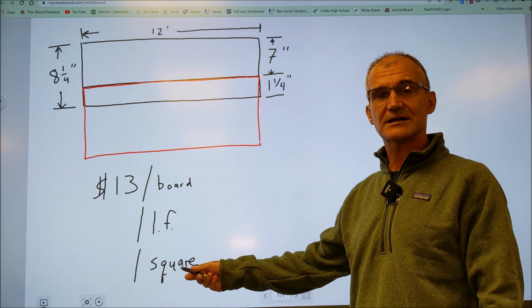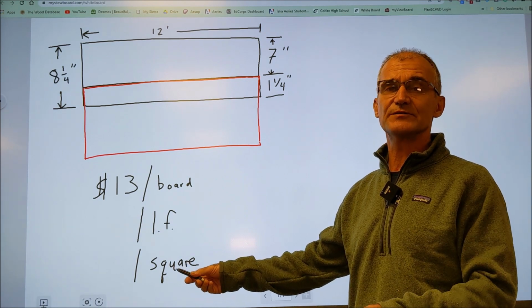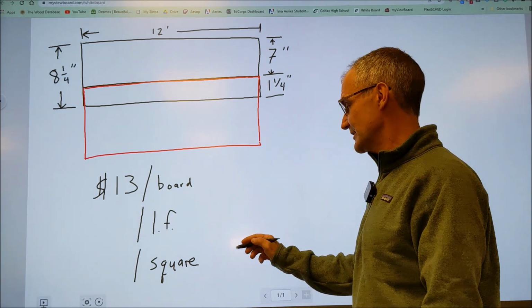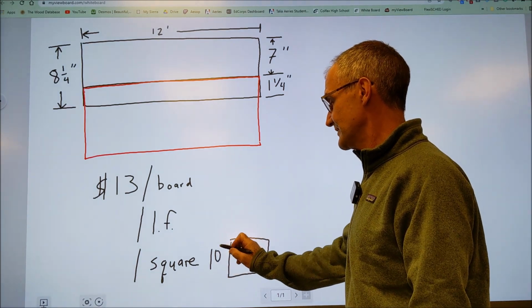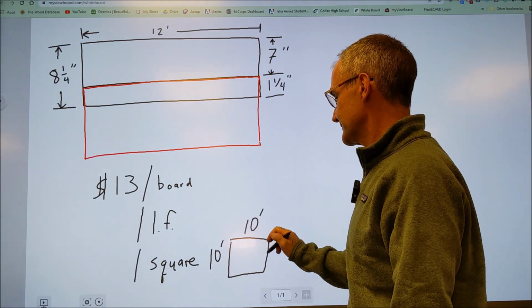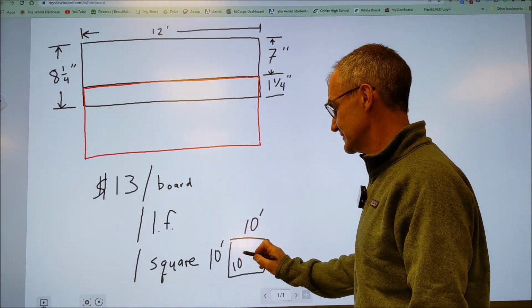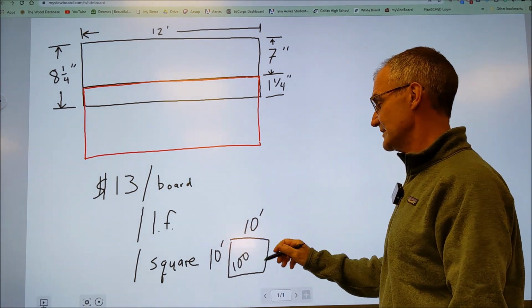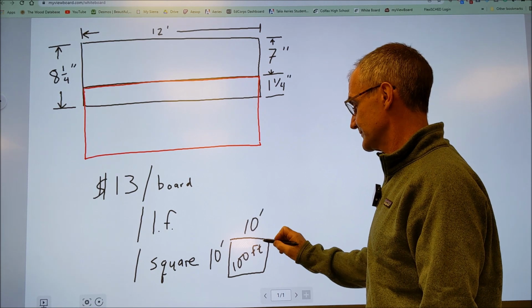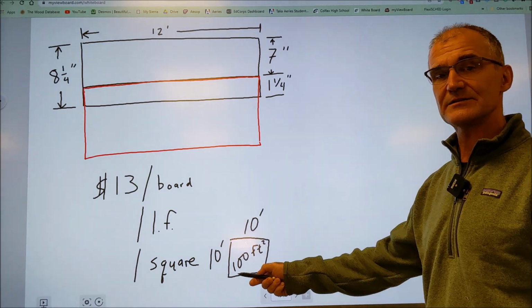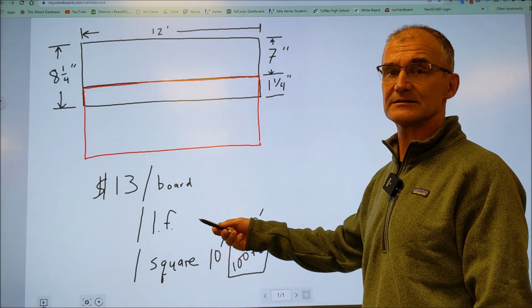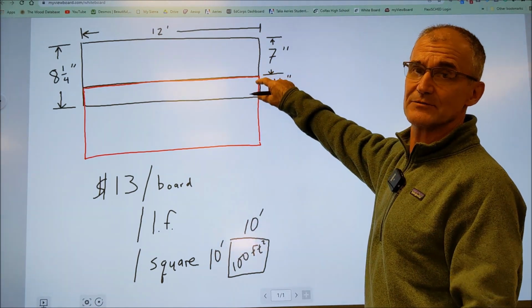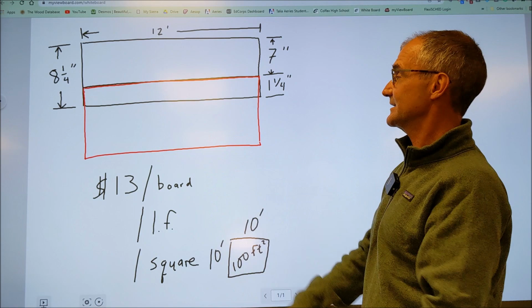So a square is kind of a common measurement for both roofing and siding. A square is 10 foot by 10 foot. So I have 10 feet by 10 feet. 10 times 10 is 100, but then I have feet times feet, so that's square feet. The other thing is when you buy it by the square, you take into account the nominal dimensions of the product and also the lap over side of it.